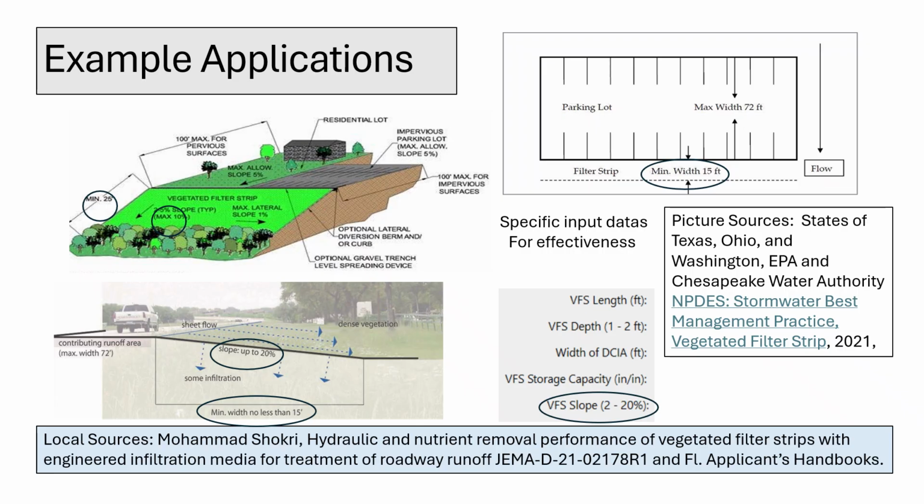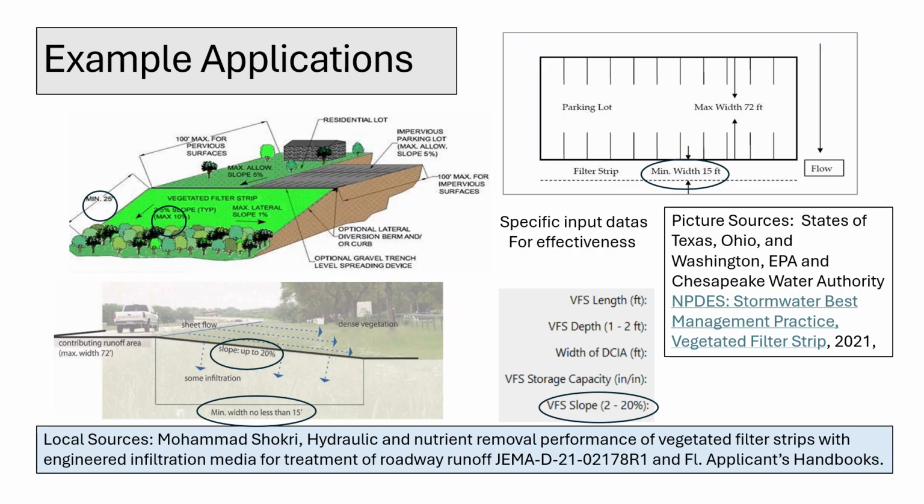The slope of the vegetated filter strip in the direction of flow must fall between 2 and 20%. A slope that is too flat won't move water effectively through the system, while a slope that is too steep can cause erosion and reduce treatment performance. Additionally, each filter strip requires a minimum width of 15 feet to function properly.